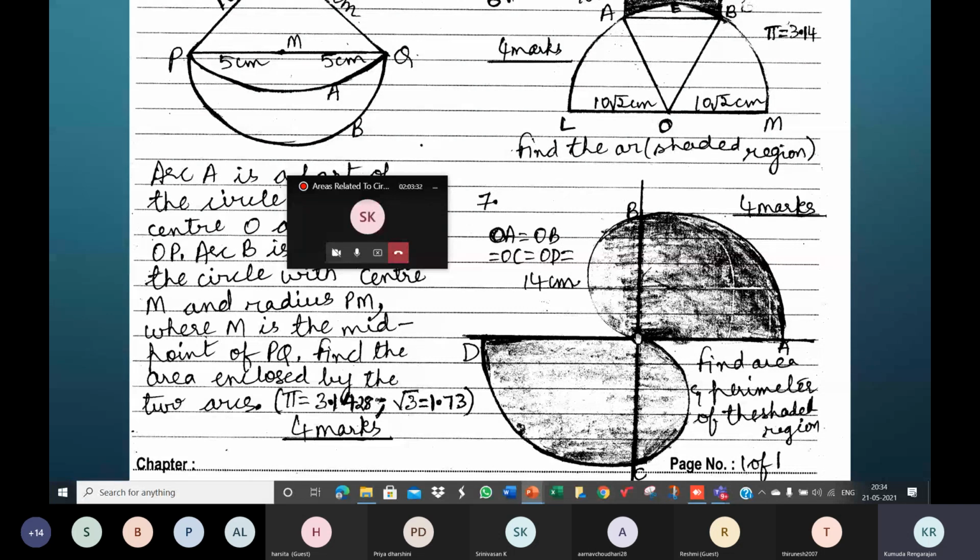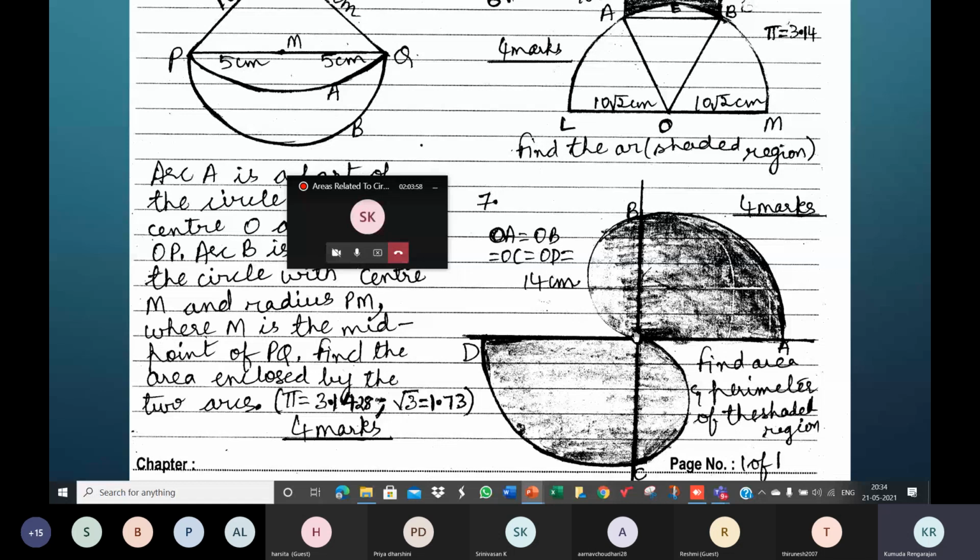Say you start here. Please follow the pointer. Supposing you start here, you walk all the way like this. So you're walking on the semicircle. To find the perimeter of the shaded region, children, don't get into the figure. Just go along the boundary of the shaded region.